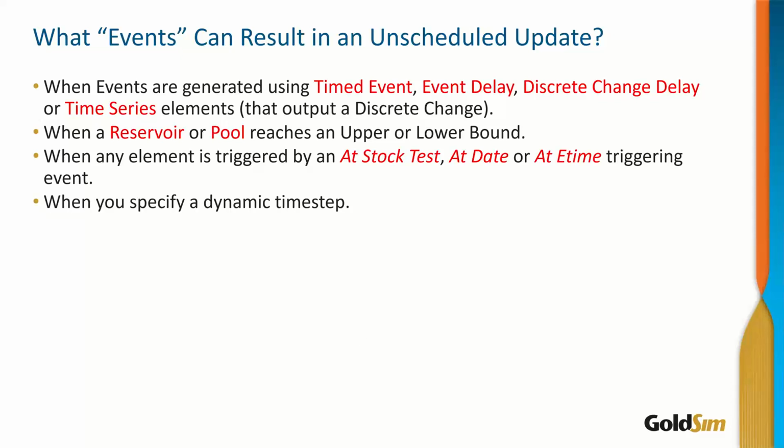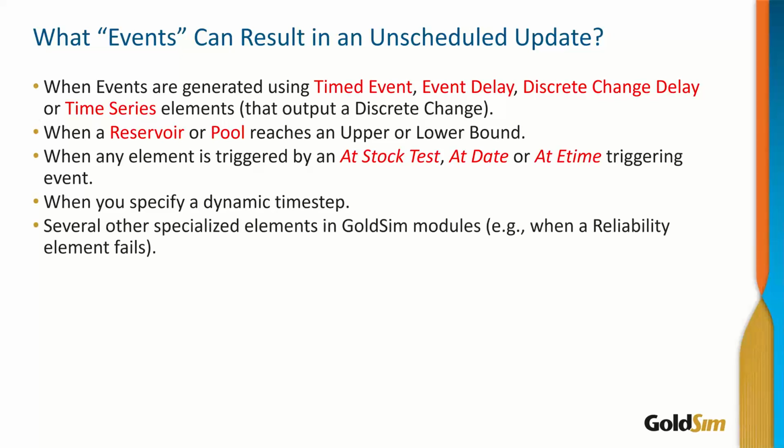You can also specify a dynamic time step. It's rare that people do this, but you can actually create logic in your model: if X is greater than Y, shorten the time step to 2 minutes. In those cases, we're obviously going to have to create an unscheduled update on the fly in the model. And there's a number of specialized elements in some of the GoldSim modules. For example, the reliability module simulates failures of equipment. A failure is an event. So when the piece of equipment fails, that interrupts the clock. We're going to put in an unscheduled update.